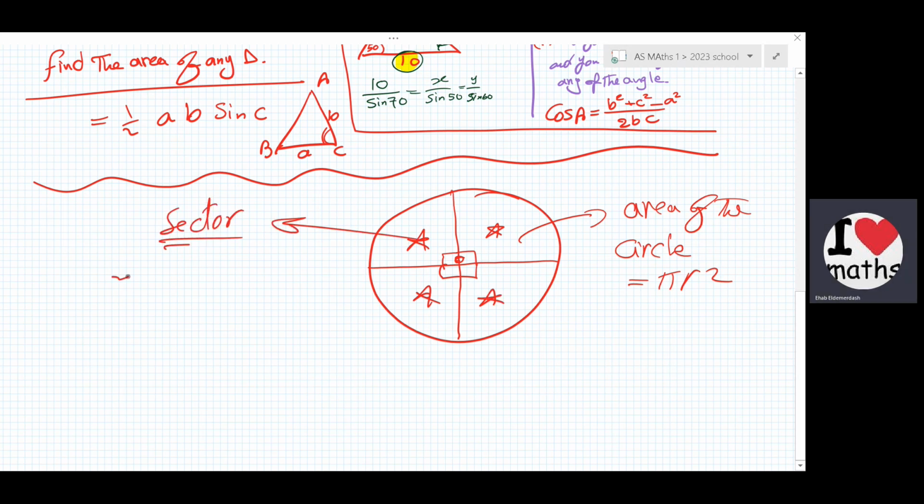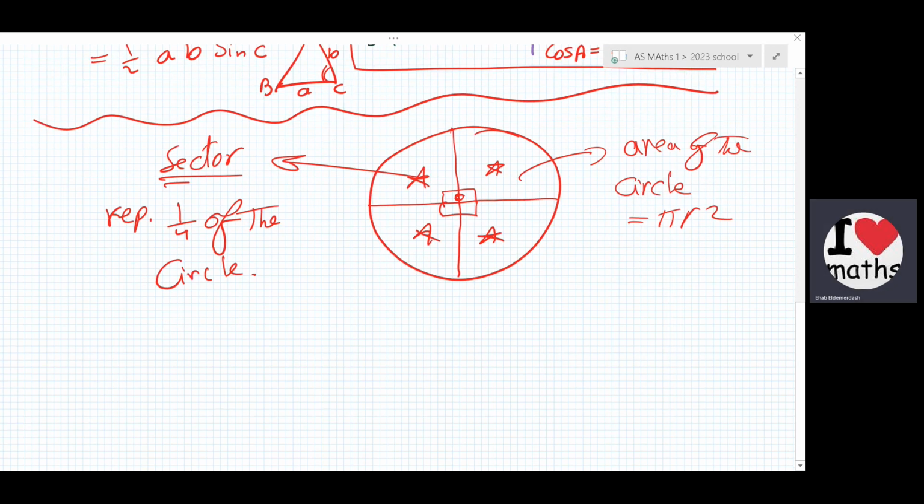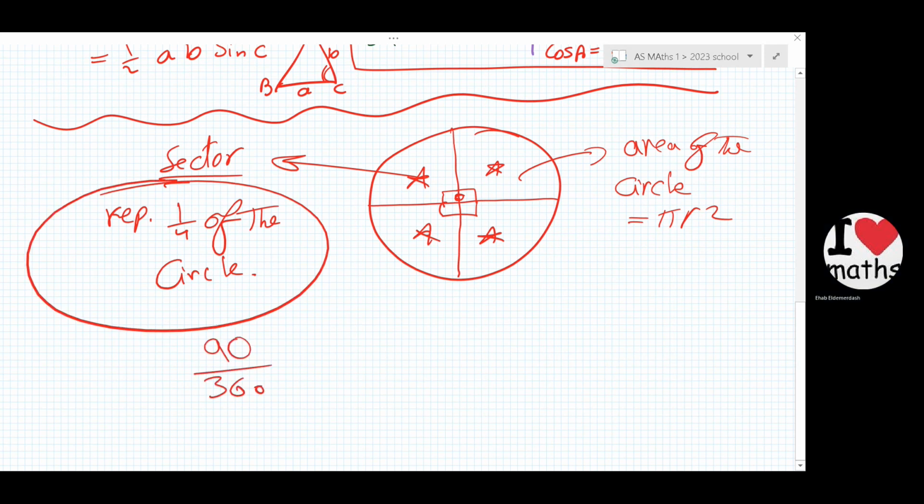This sector represents a quarter of the circle. How is it a quarter of the circle? As he said, it comes as a quarter of the circle because it's 90 over 360. Now, if you compare the 90 degrees over the total, it will give you the quarter. 90 over 360 gives you the quarter. So you can say that it represents a quarter of the circle.